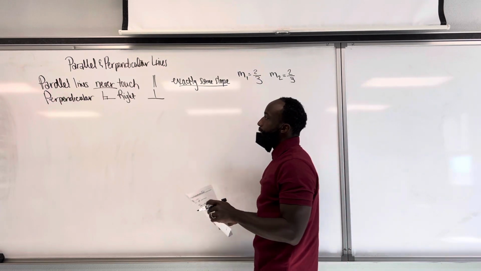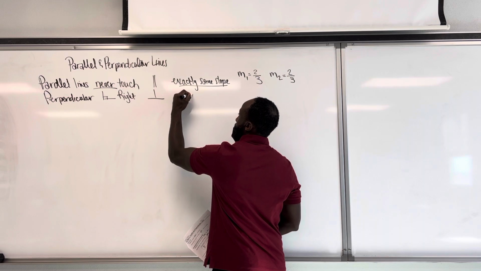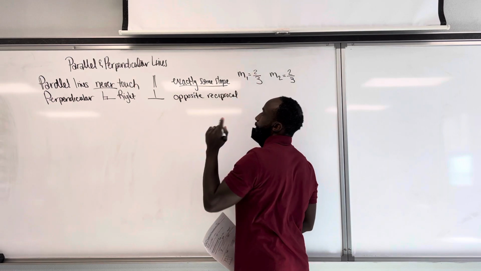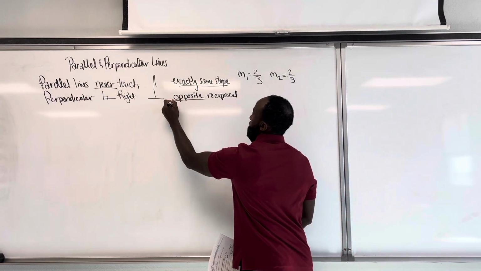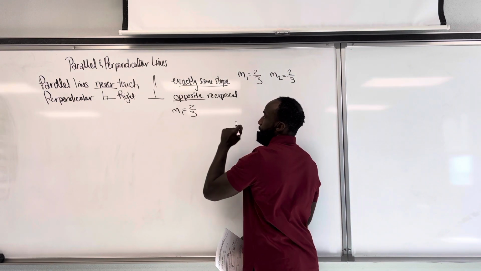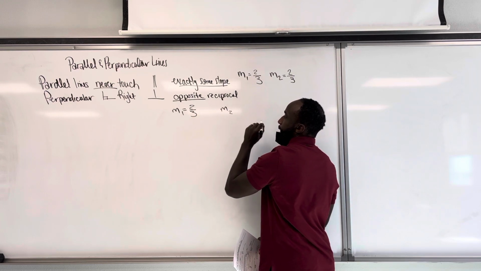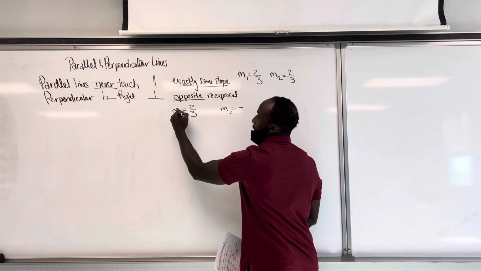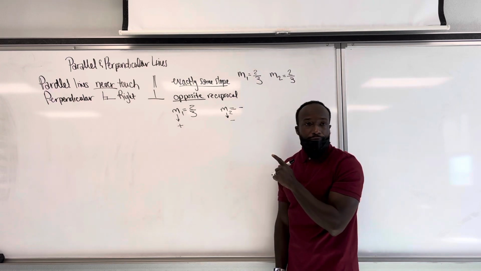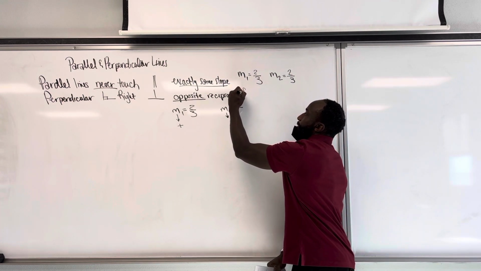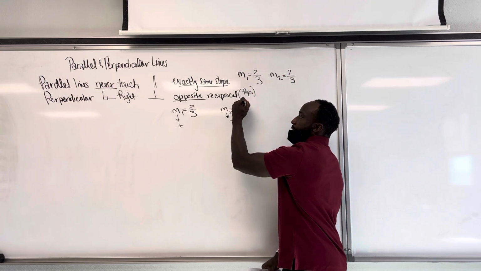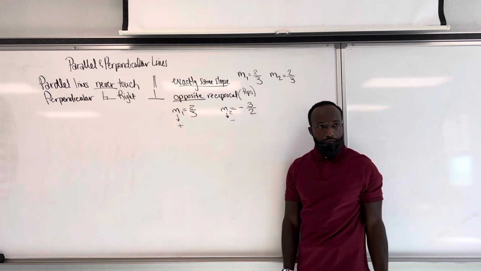For perpendicular lines, they have the opposite reciprocal slope. Opposite means that if line 1 has a slope of 2/3, line 2 is going to have a negative slope. So if line 1 is positive, line 2 is going to be negative. Reciprocal means that it flips. So if it's 2/3 here, this is going to be flipped to 3/2.